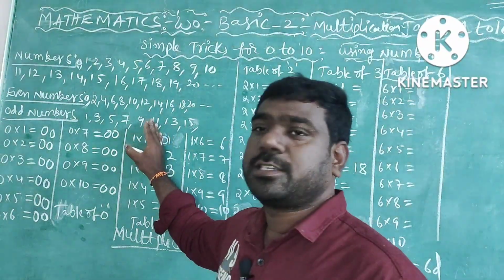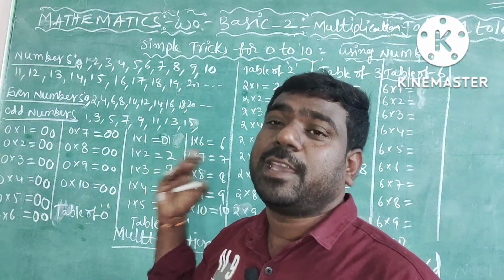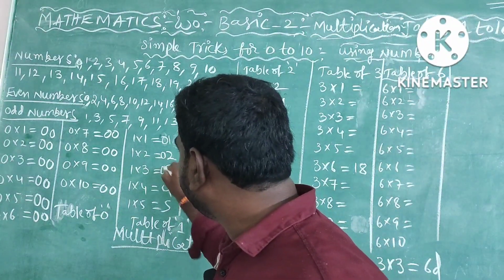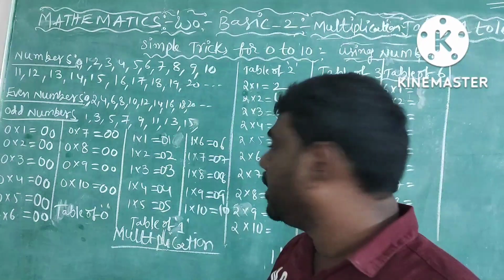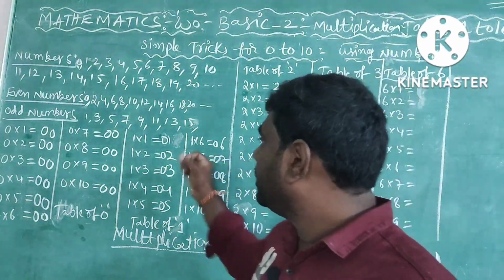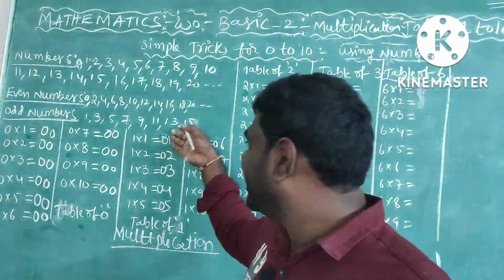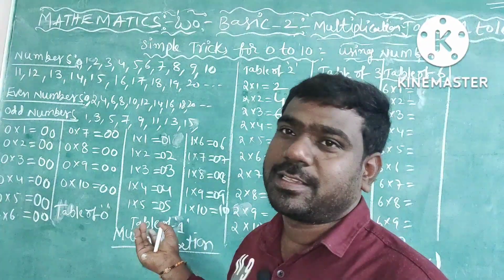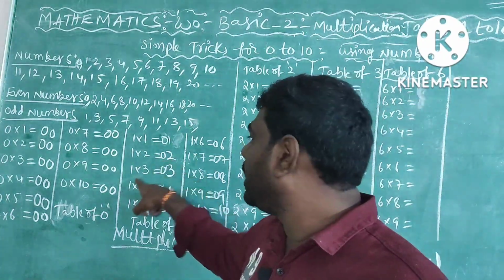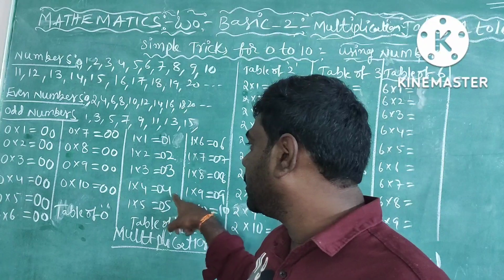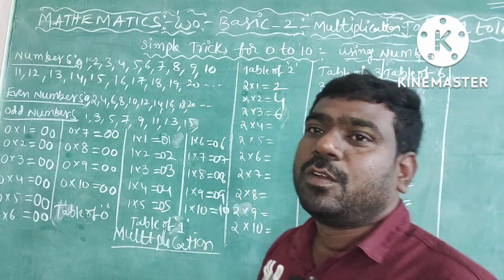So placing 0 before a digit keeps the value as it is. After the digit, if you place 0, the value increases. That's why you have to take 0 before. Wherever required, you have to keep it like this. Yes? Okay. This is for the first table. The first table trick is very easy, right? Just write the numbers 1 to 10. 1 ones are 1, 1 times 2 is 2, 1 times 3 is 3, 1 times 4 is 4, 1 times 5 is 5, and so on up to 10. That is the 1 table.